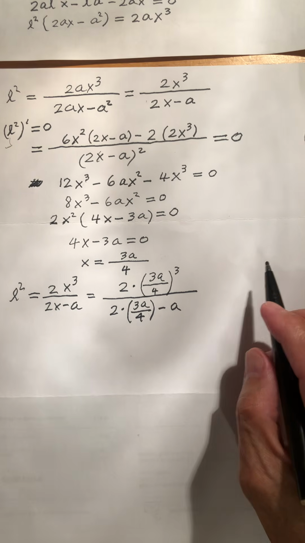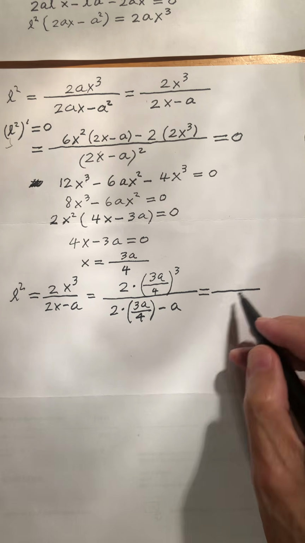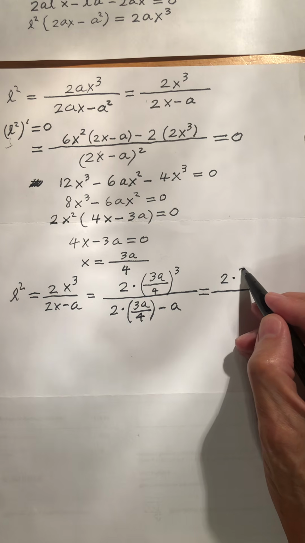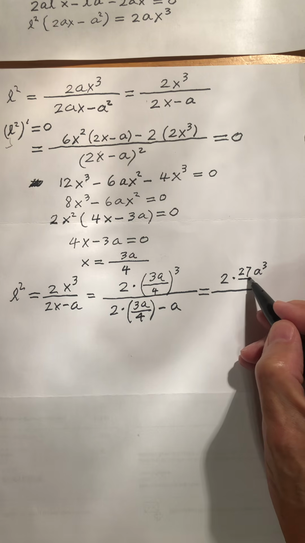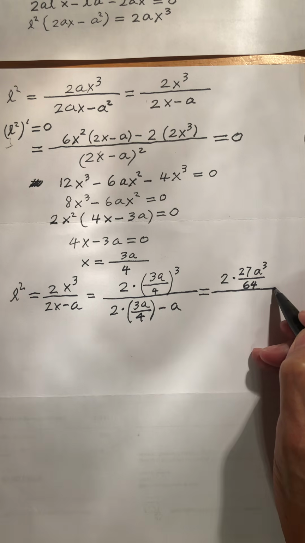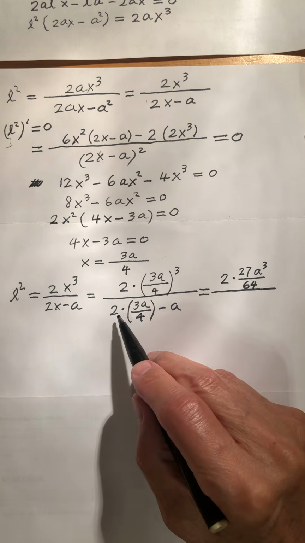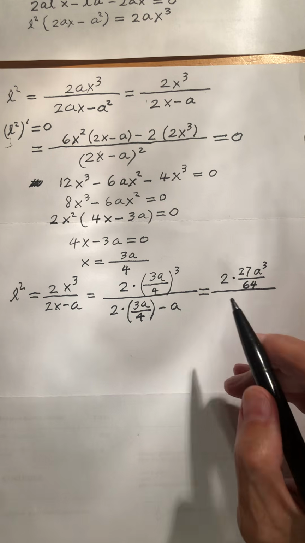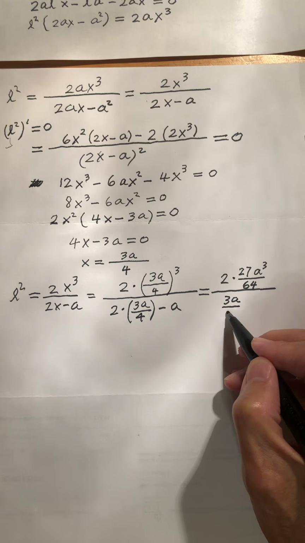So what is this? Let's continue doing this. 2 times, the cube of 3 is 27, a cubed. What is the cube of 4? It's 64. 2 times this. But I notice that 2 and 4 can be cancelled, I mean can be reduced. So it's 3a over 2 minus a.